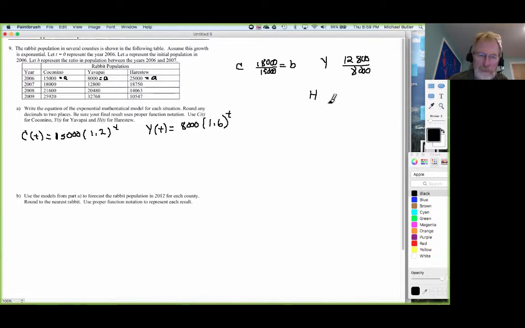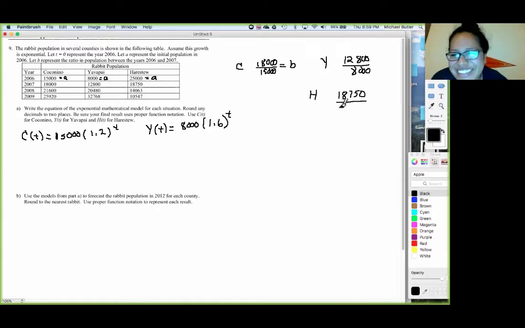Okay, and then for Hare Stew, I think they made that one up. The Hare Stew county, yeah. That's horrible. What's even worse is that one's decaying. It's decaying, yeah. It's because it's Hare Stew county. Because everybody's eating the rabbits. And so that's 18,750. This just got really dark. Yeah, exactly. Kill the rabbit, kill the rabbit.